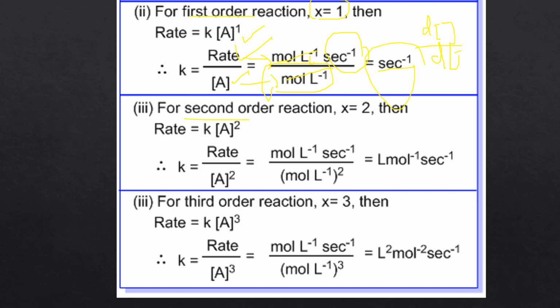After that, if we talk about the second order, it will be squared and the unit will be this. If we talk about the third order, the unit will be this. So this is how the order works.